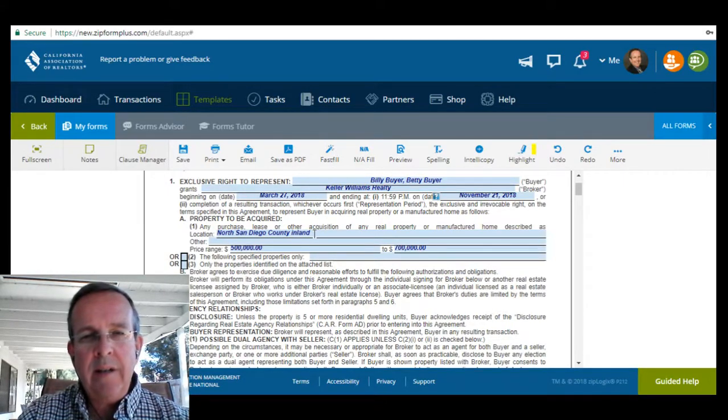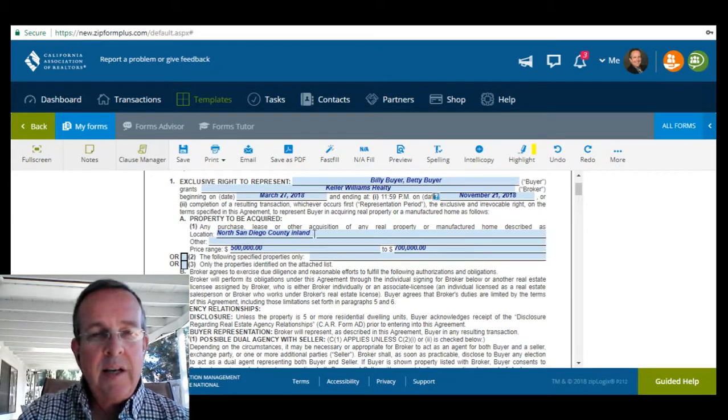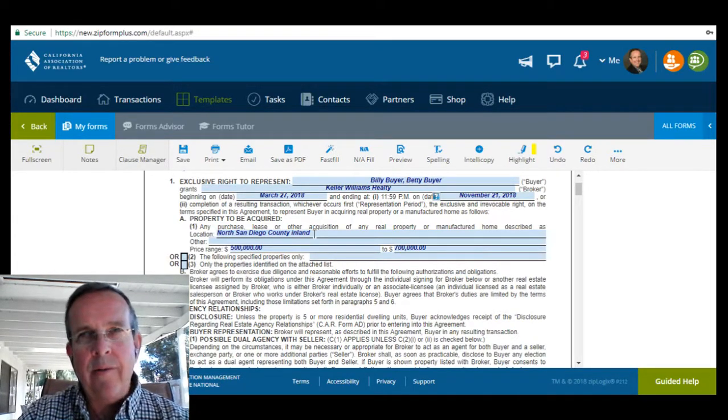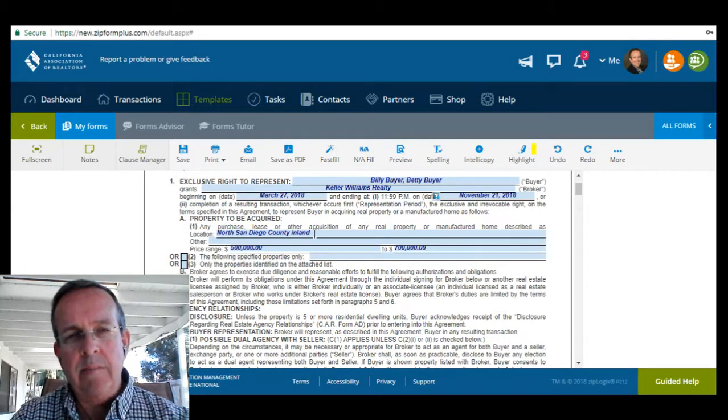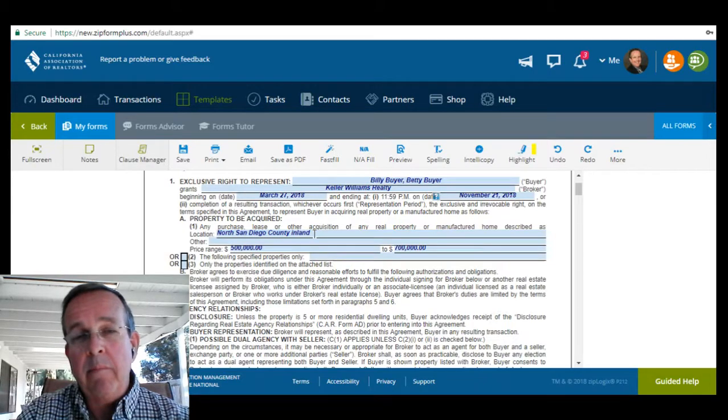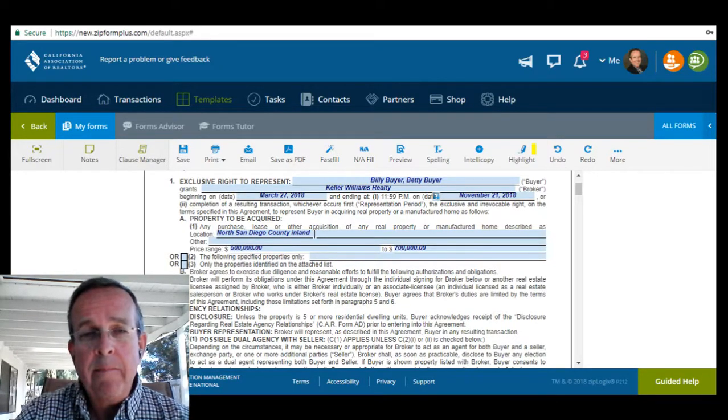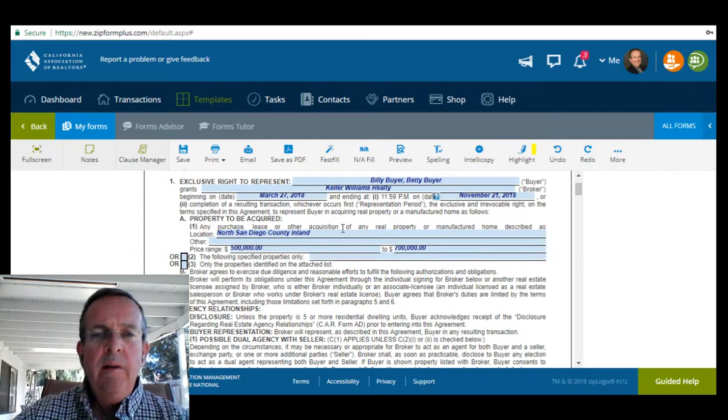A little bit vague, a little bit large, but pretty much somebody who's thinking about buying something in San Marcos or Poway or something like that probably isn't going to be going down to South Bay to buy something. If they were, you might just say San Diego County. That's up to you. Price range, again, they say that this has to be filled in.